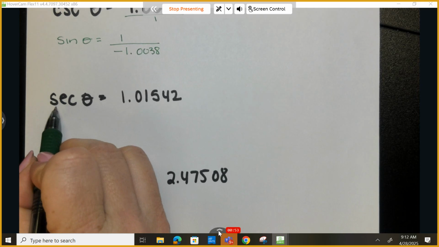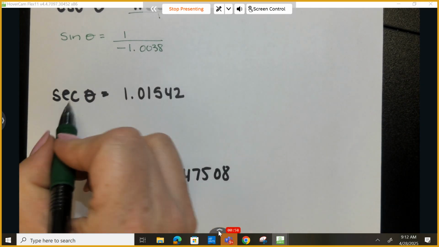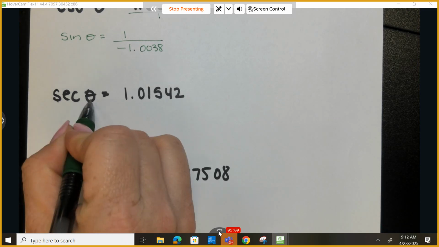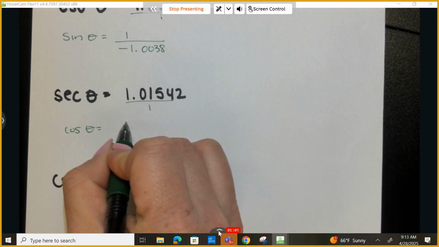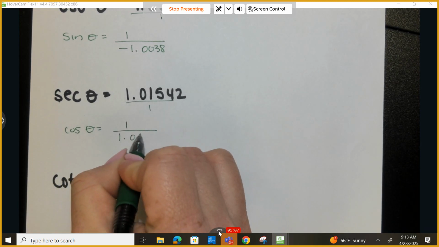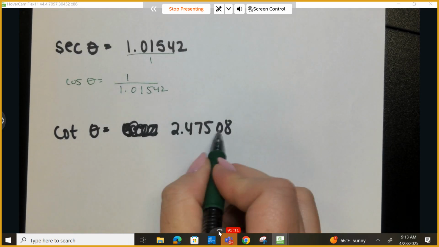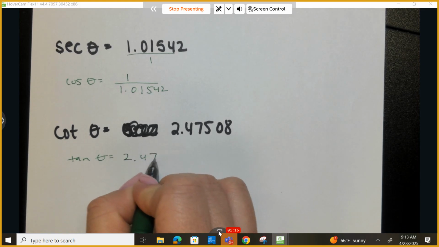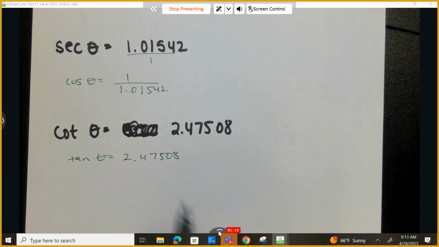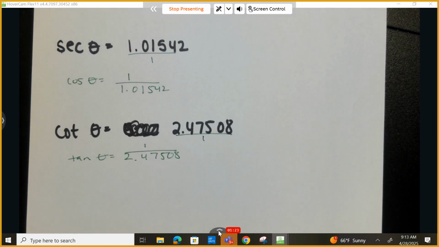Likewise, please write down example number 2. We'll come back and actually find out this angle shortly. If the secant is equal to this value, then I know the cosine is equal to the reciprocal, 1 over 1.01542. If the cotangent is equal to this value, then the tangent is equal to 1 over 2.47508. Okay, so that's the setup.